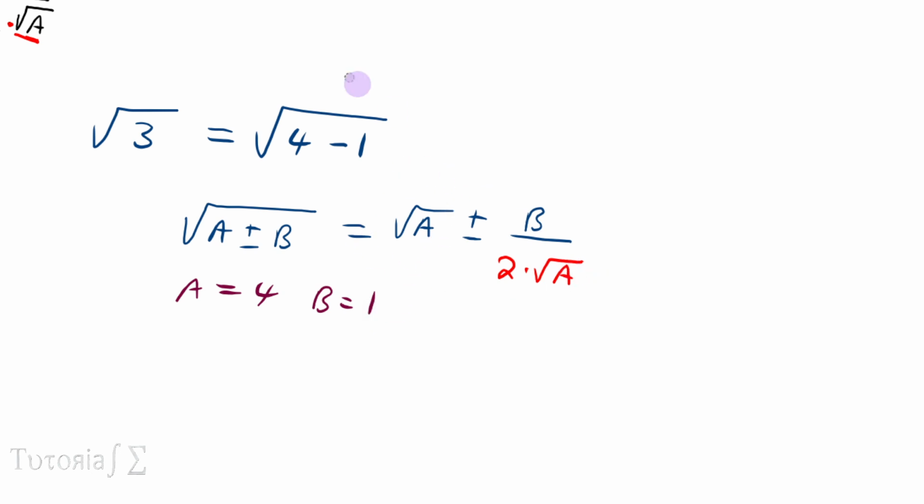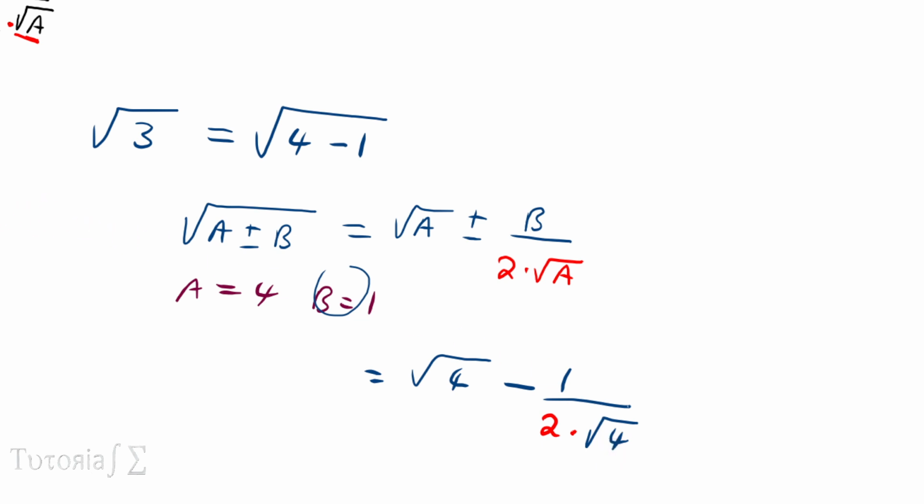So we just replace in the formula there, and we get root of a, which is 4, plus. Here there is a minus, so meaning that here there will be a minus. If there was a plus here, there would be a plus as well. So here it will be minus b, which is 1, all over 2, which is part of the formula, so we put 2 here, times root of a. So root of a is just root of 4.